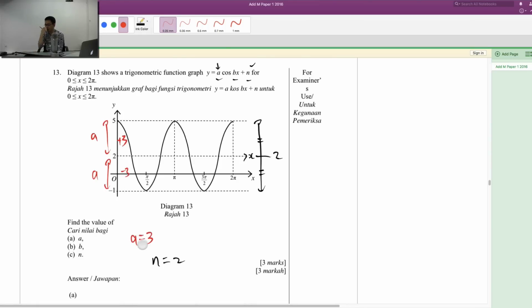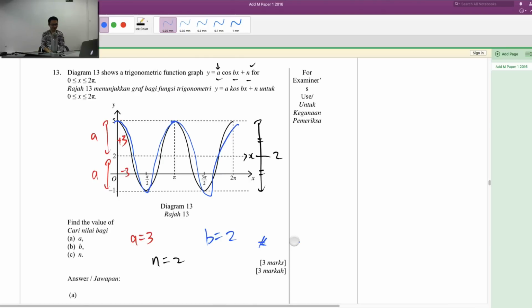Alright, b you have to see how many cycles are in 2 pi. So b is how many cycles in 2 pi. 2 pi is a very crucial word here. So you can see you have one cycle, this is one cycle in cos, right? 2 cycles. So b is just 2. Alright, so it's very simple. 3 marks. So far so good.